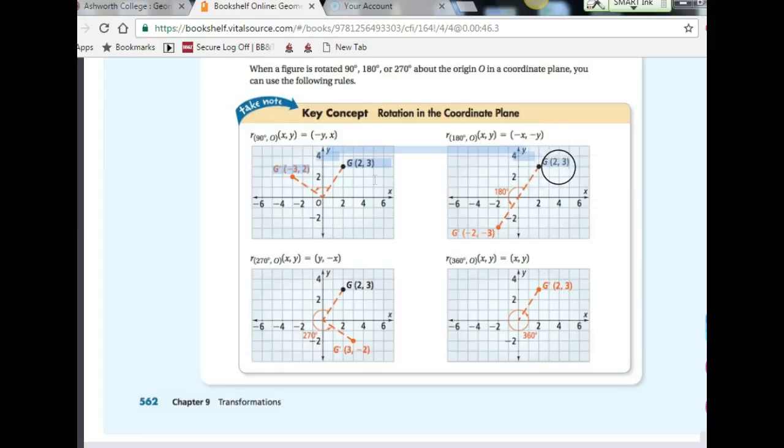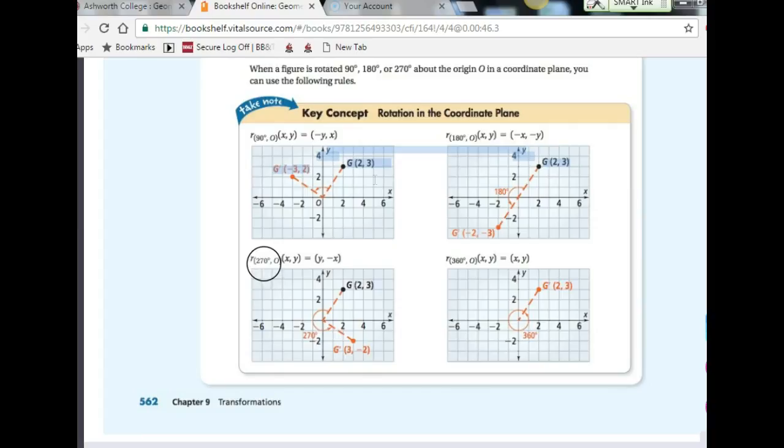And you can see here, if you went from 2, 3, and rotated it 180 degrees, you would be at -2, -3. Same way here, the original point was 2, 3. If it's going to be rotated 90 degrees, which you can follow right there, the new answer is -3, 2. The 2 and the 3 switched, and then the y value, which is now first, became negative. So that's where we get that.